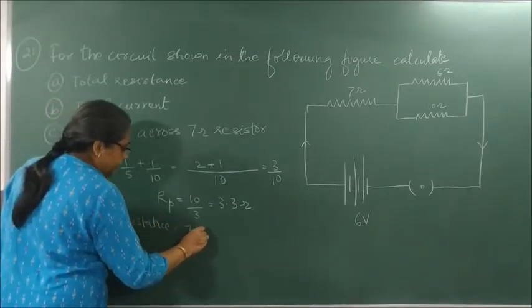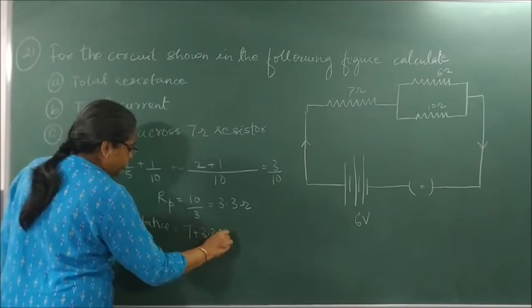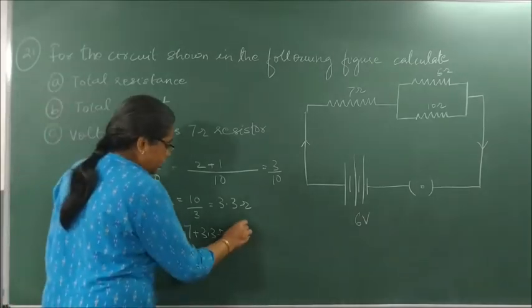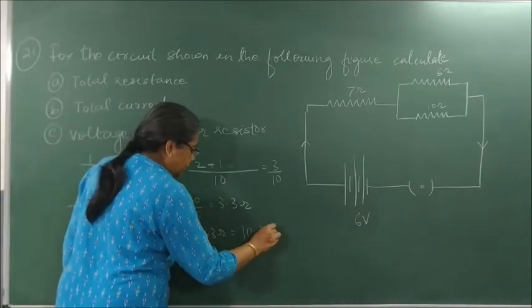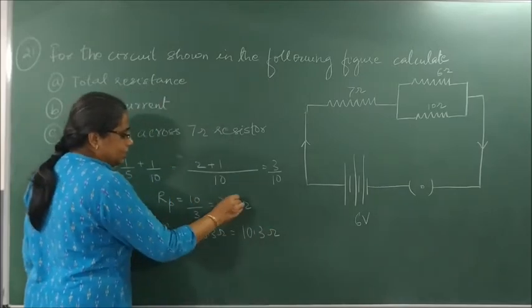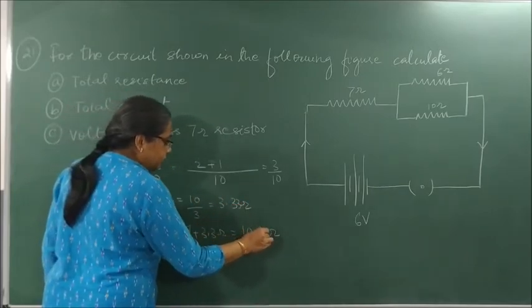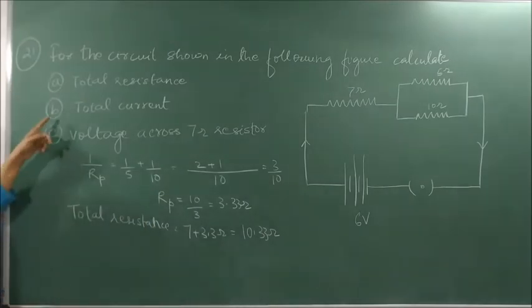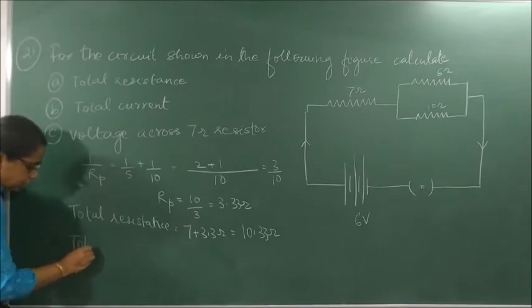Okay. Now total resistance is equal to 7 plus 3.3 ohms. 7 plus 3.3 ohms is how many ohms? 10.3. So it becomes 10.3 ohms. Or you can write this as 3.33, so this becomes 10.33 ohms. Okay. Now I have to find out what? Total current through the circuit. So total current, how do I find out?